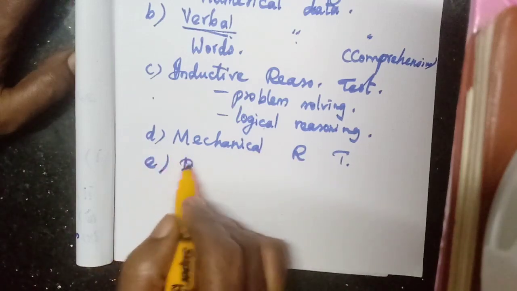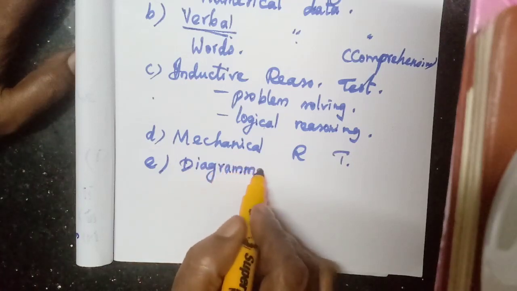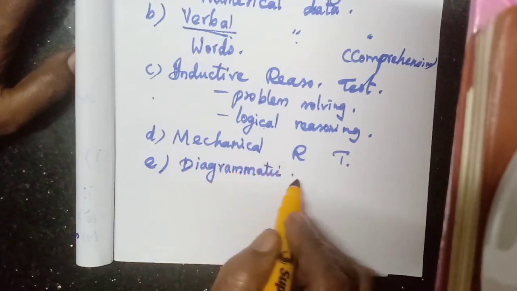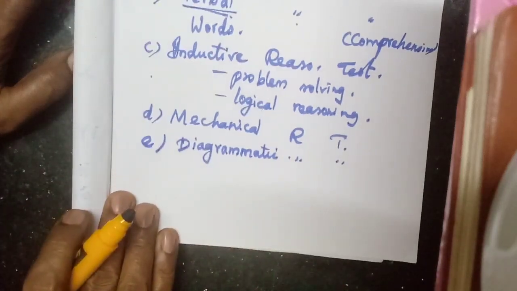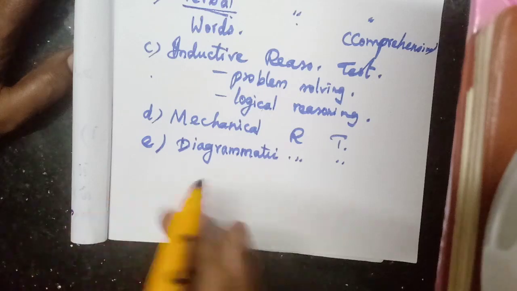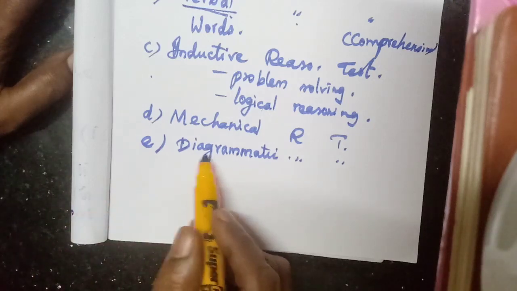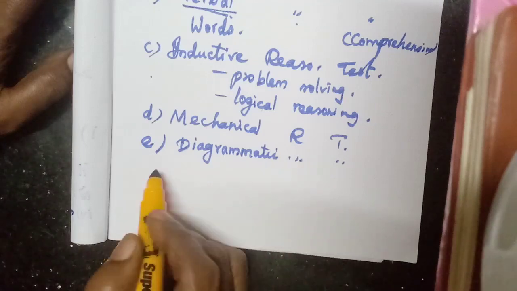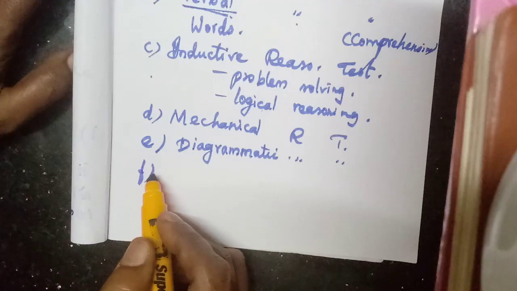Then diagrammatic reasoning test. Here they will be given many diagrams. Each diagram will be in one shape, and they have to conclude what will be the next one. With the diagram they have to work and find out the answer.